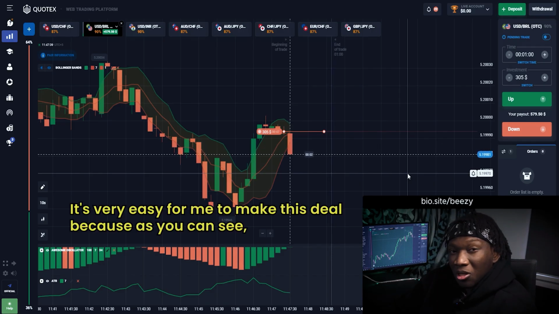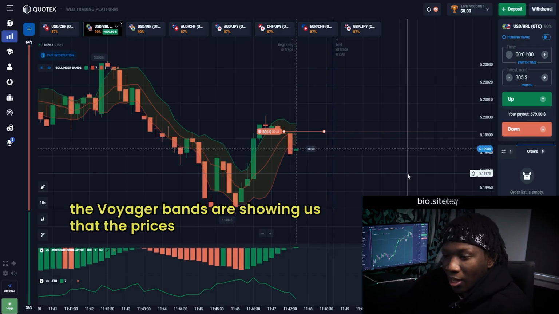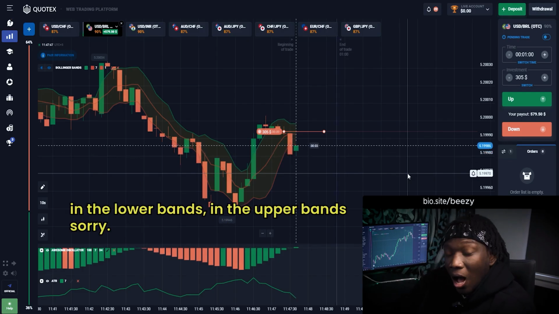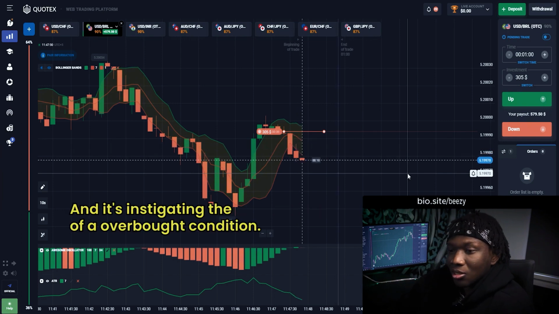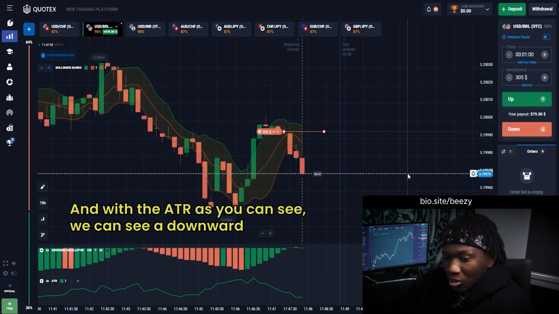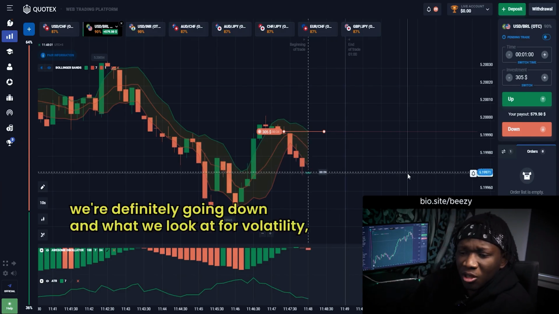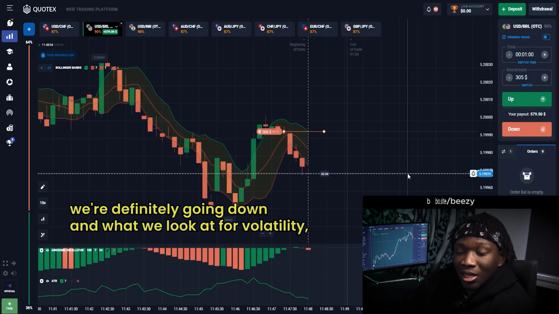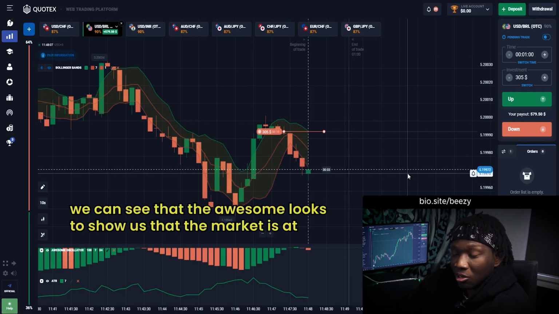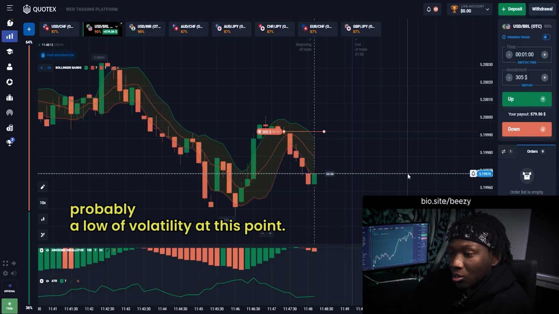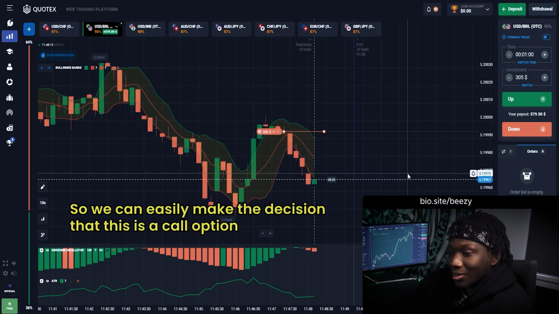It's very easy for me to make this deal because, as you can see, the Bollinger Bands are showing us that the price is in the upper bands, and it's indicating an overbought condition. And with the ATR, as we can see, a downward trend, most definitely. So that shows us that we're definitely going down. And when we look at volatility, we can see that the Awesome Oscillator shows us that the market is at probably a low volatility at this point. So we can easily make the decision that this is a call option.